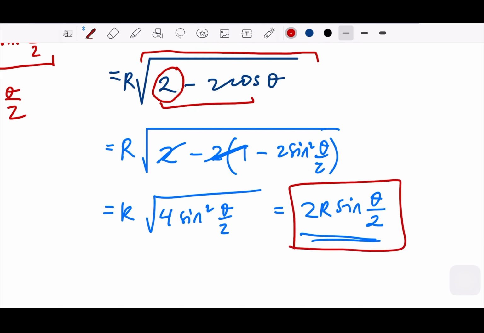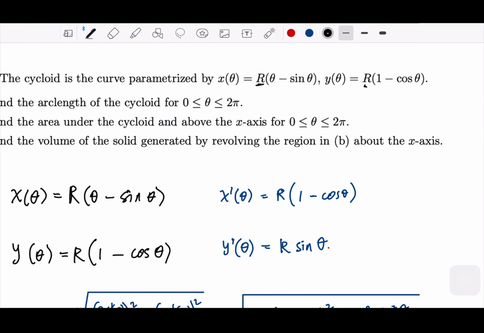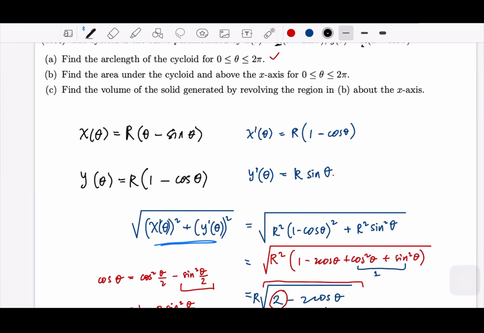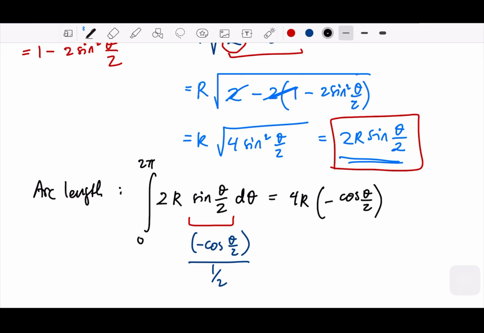Now we can compute the arc length. The arc length will be the integration from 0 to 2 pi, from the information we have. And then we can input the 2r sine theta over 2 and d theta. Because r is just a constant, the integral of sine becomes negative cos. So we will have negative cos theta over 2, but we need to divide by half, so we need to multiply by 2. So we will have finally 4r times negative cos theta over 2, evaluated from 0 to 2 pi.